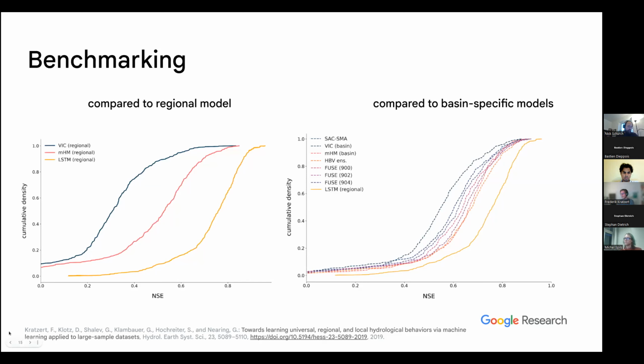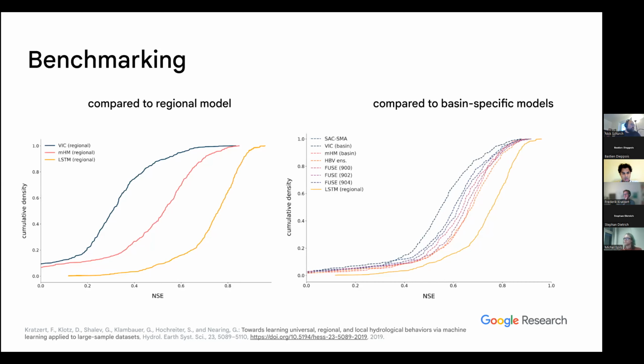There were some early benchmarkings on the CAMELS data set, a large sample hydrology data set from catchments in the US. And there were a couple of groups that calibrated their models, most of them the model developers themselves, on the same set of basins, the same periods, and using the same forcings. There are multiple forcings in this data set. The left-hand side of this plot compares the LSTM to the regional hydrology models, so the models that we have seen initially already, right? And this is actually the fair comparison because the LSTM is also a regional model.